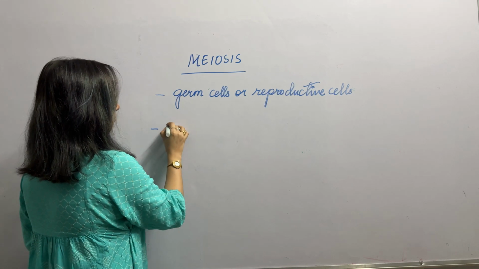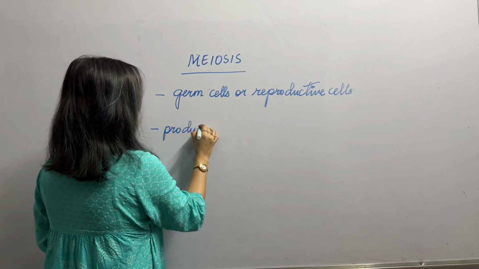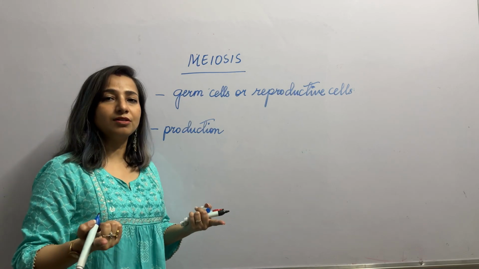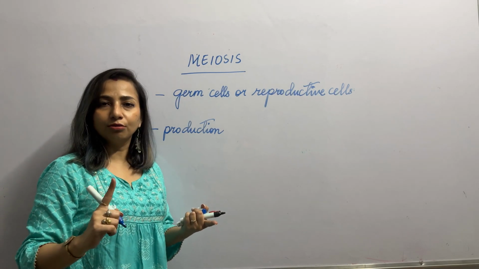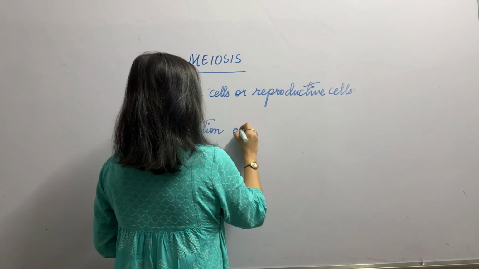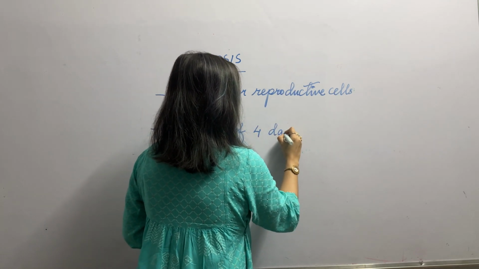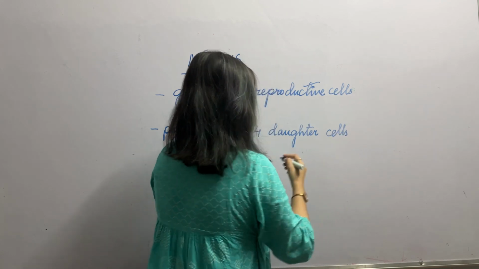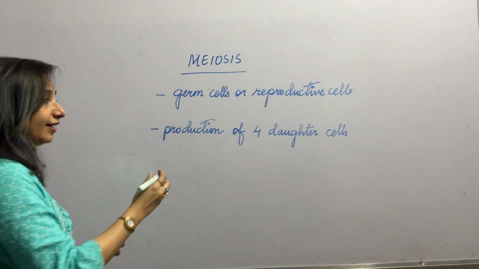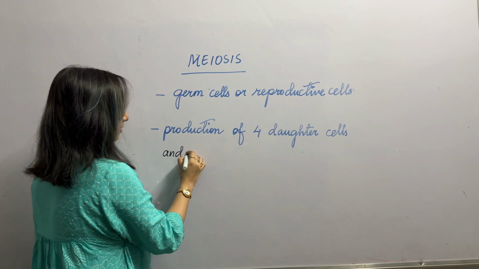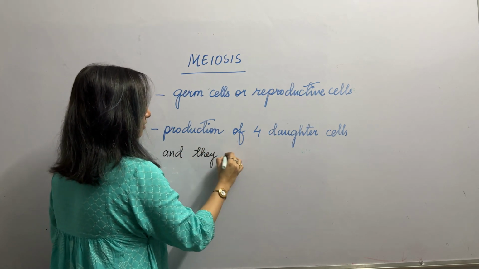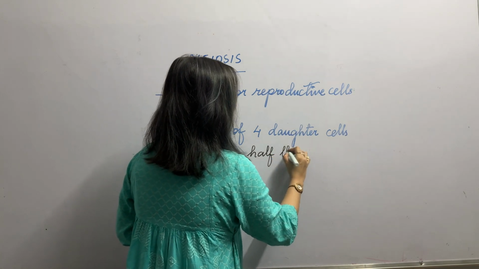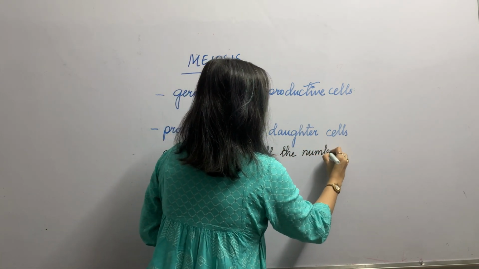Now, in meiosis, what happens? There is production of 4 daughter cells. In mitosis, what was the number of daughter cells produced from the parent cell? 2. Here it is 4. Production of 4 daughter cells, and they have half the number of chromosomes as their parent.